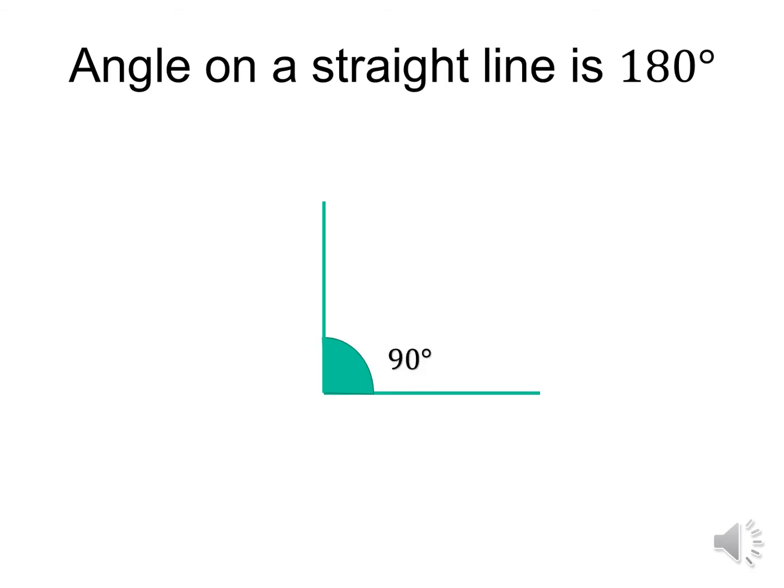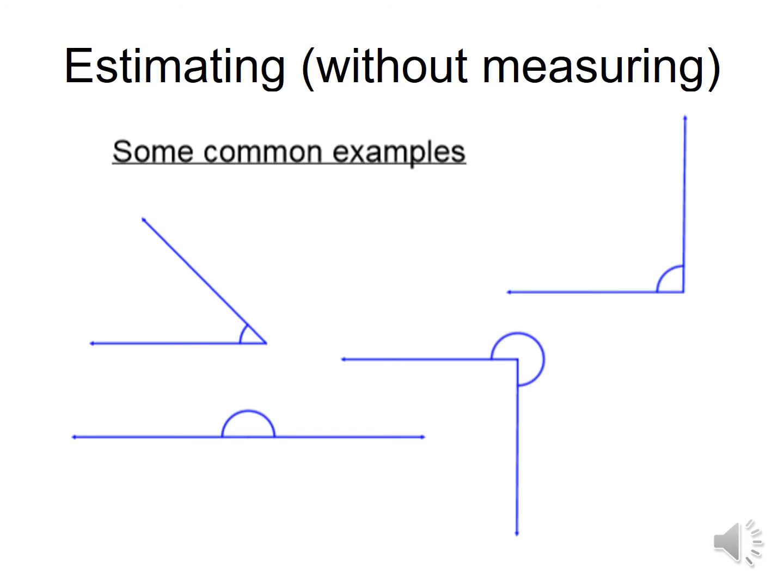And the last kind of key useful one is 90 degrees. So this one is a right angle. And it makes sense because if you imagine that's 180, it's half of that. So that would be 90. Okay, so what we're going to look at today is how we can come up with sensible estimates. With these ones, we've got some angles that we don't know, and what we're going to do is try and have a guess at what they would be without measuring them.